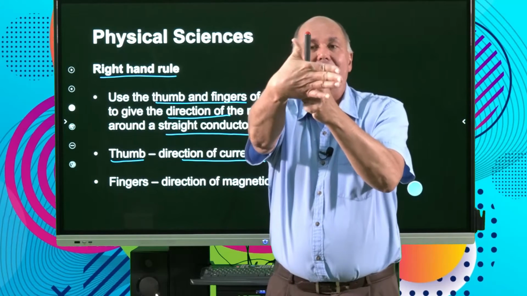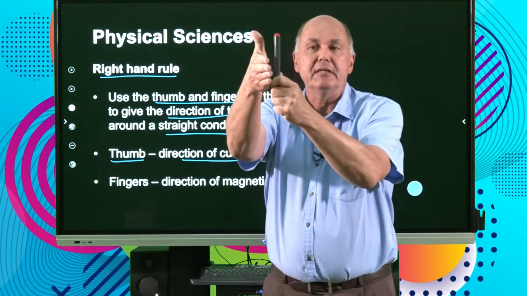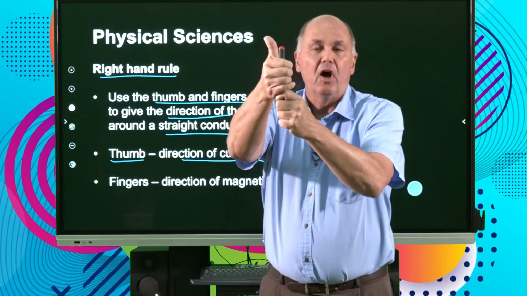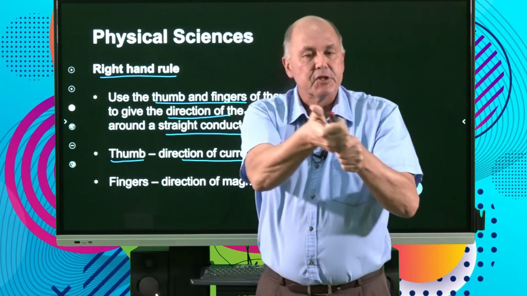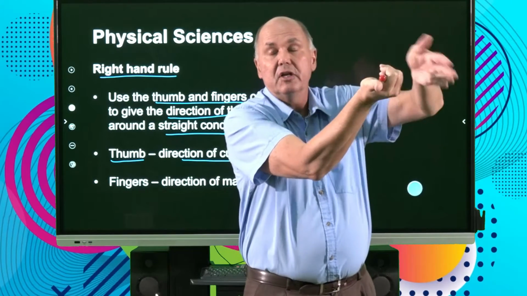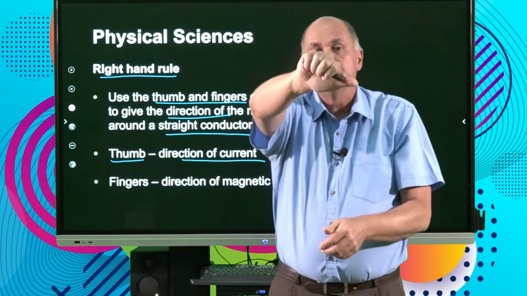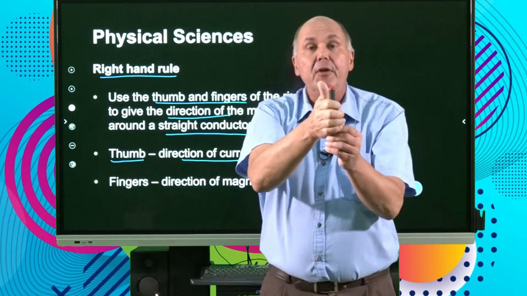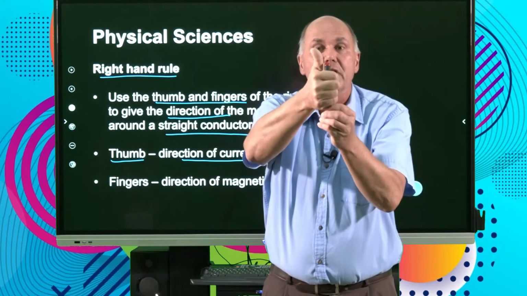The direction of my thumb points in the direction of the current, and the curl of my fingers tells me the direction of the magnetic field. So if the current is coming out, you can see it's going in a circular pattern like that, and I can do it in any direction, whether it's going up or down. The important thing is that it's going in a circular direction.